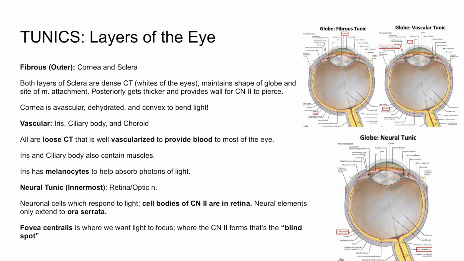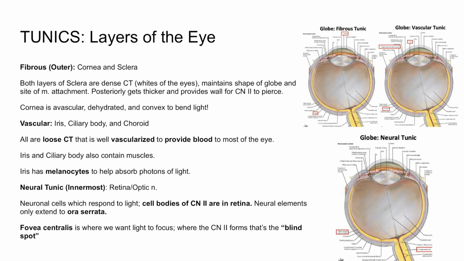the non-photosensitive regions. Within the retina, the fovea centralis is the region where we want light to focus on because it provides the highest visual acuity due to its high density of photoreceptors, particularly cones. In contrast, the blind spot, or the optic disc, is where the optic nerve exits the eye and contains no photoreceptors, so light hitting this region cannot be detected.